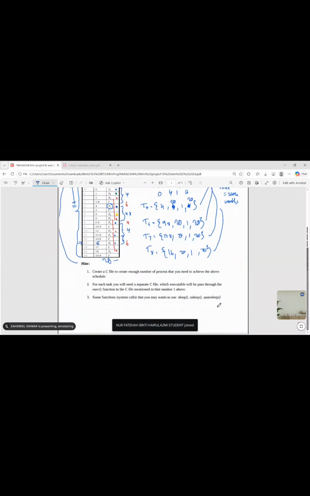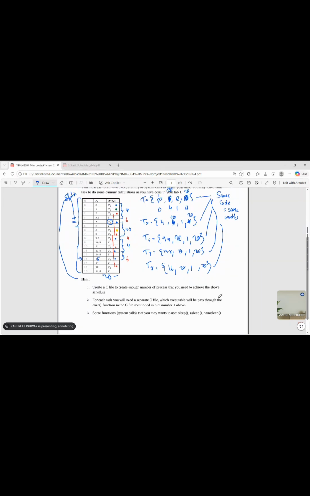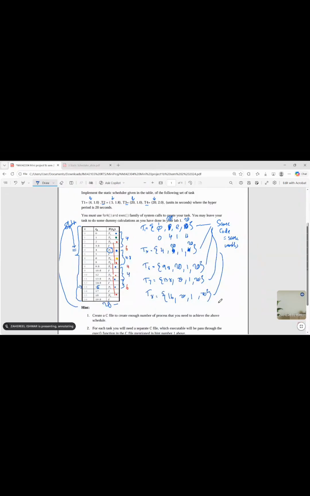Well, there are other ways of doing it. So be creative. Later I want to see how you guys do it. So here below is a C file. I give some hints. Number of processes that you need. For each task, you will need a separate C file, with the executable passing through the exact C file. Some functions that you may want to use: sleep, microsleep, nanosleep. This is to create the period or execution time.